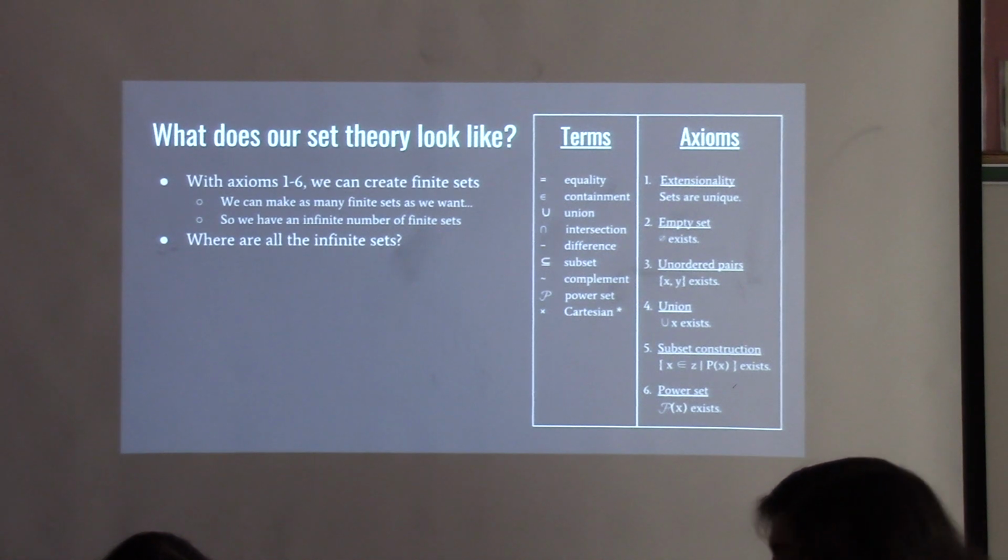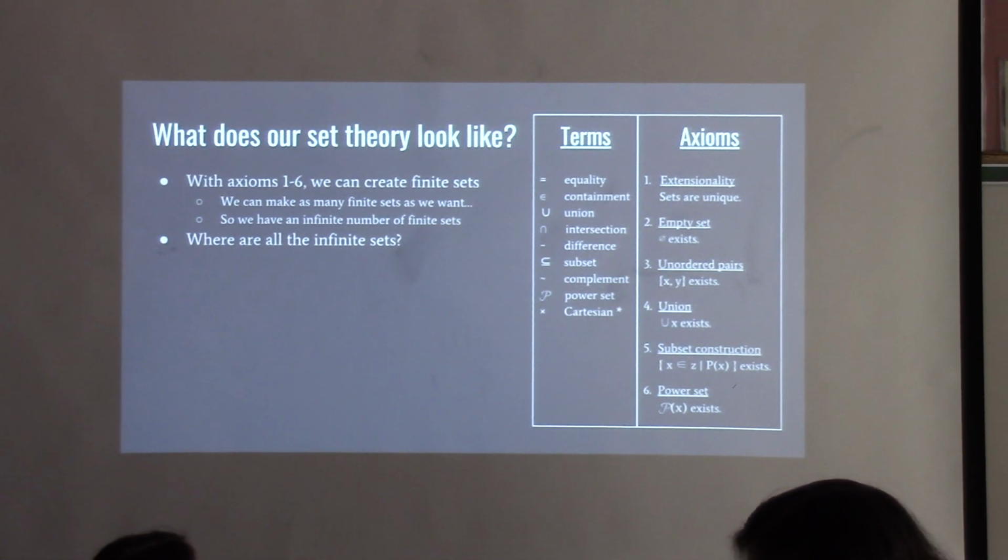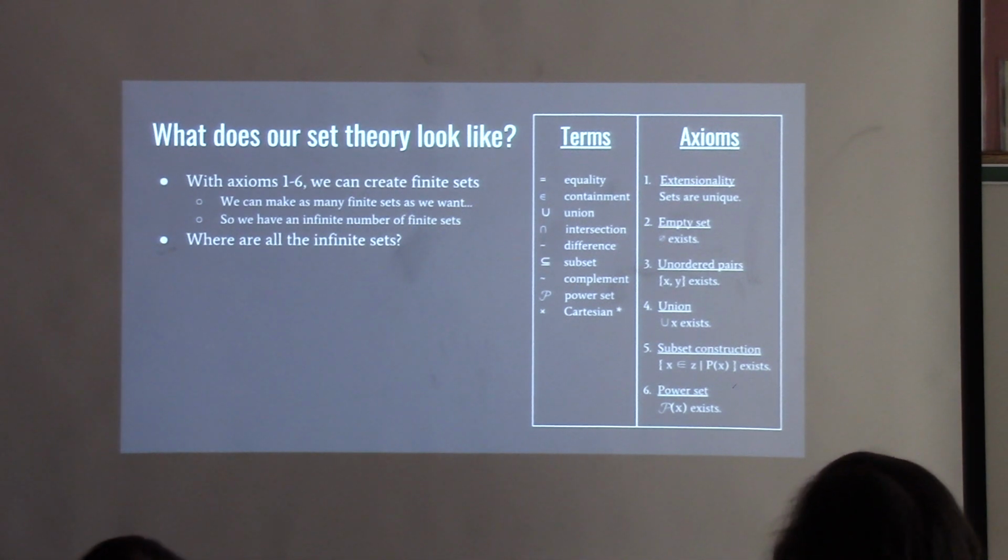I want to be careful about this. These axioms are powerful enough to take the empty set and just keep adding to it and taking the power set and unioning and power setting and unioning, etc. So we can only make finite sets with these axioms. In particular, we can make an infinite number of sets, each of which is finite. Does everyone agree? That seems intuitively clear.